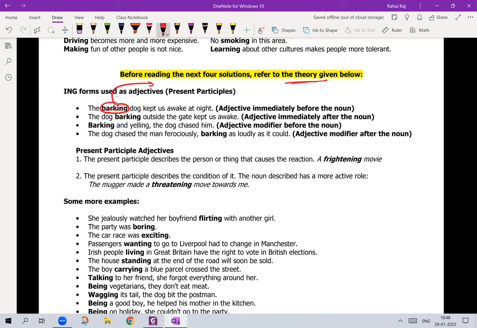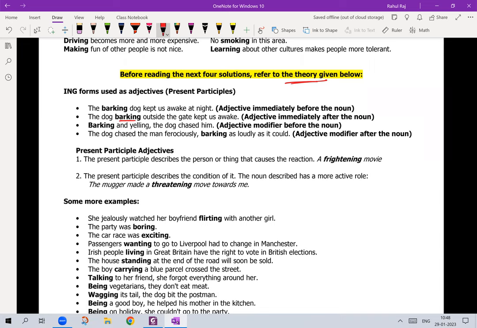Now imagine if I remove this barking. The dog kept us awake at night. This is 100% an adjective. Anyone, any doubt? The dog barking outside the gate kept us awake. It means, again, this is not a verb for sure. Be 100% sure that ING form alone is not a verb.